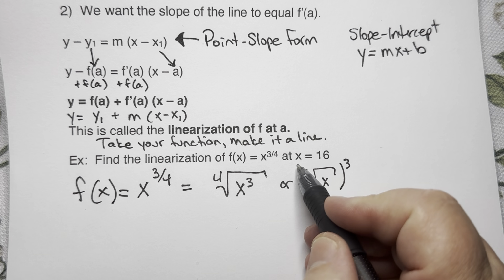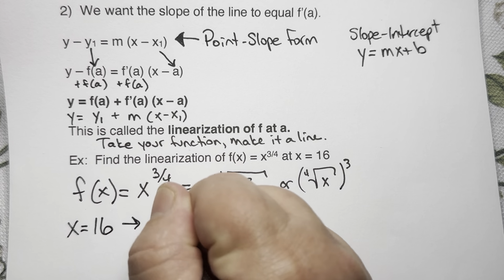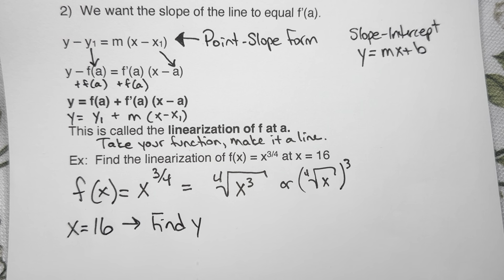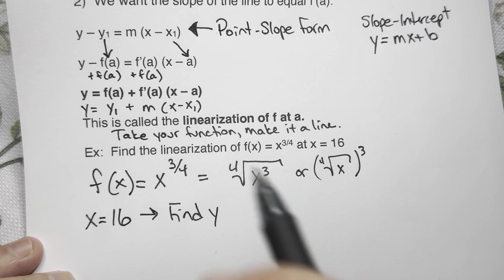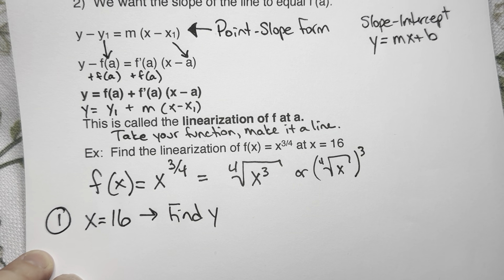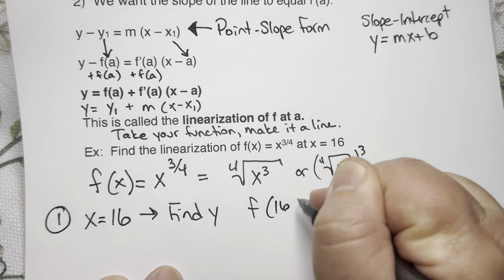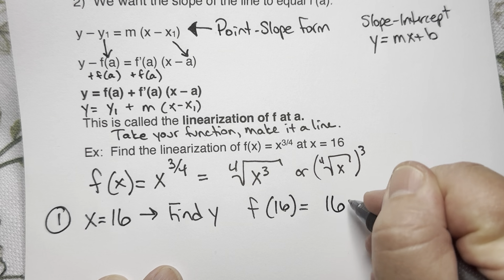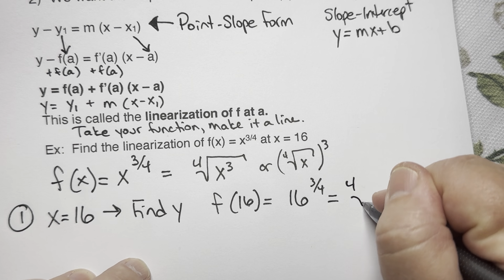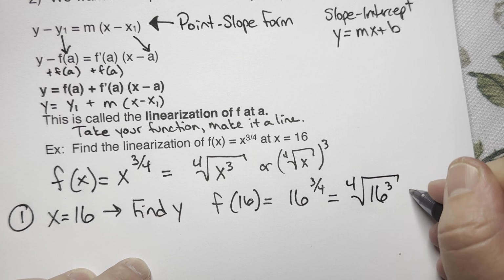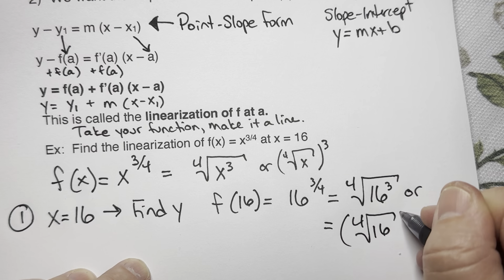So the first thing is, if we know we're going to do it at x equals 16, we need to find y. This is going to connect up with this point, number 1, up here. So I'm going to call this number 1, and this is when we find the y value. So f of 16 is 16 to the 3/4, which is equal to the 4th root of 16 cubed.